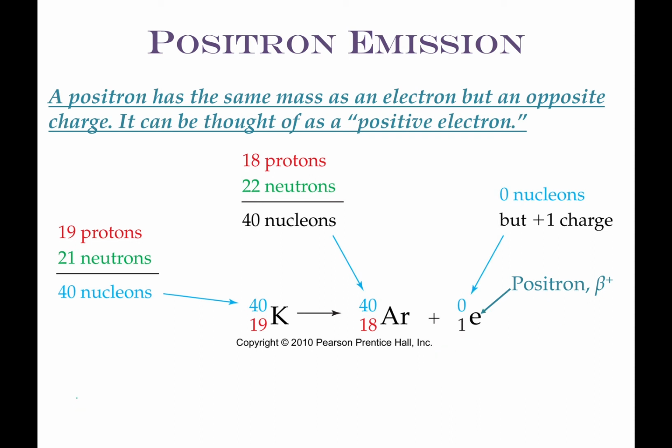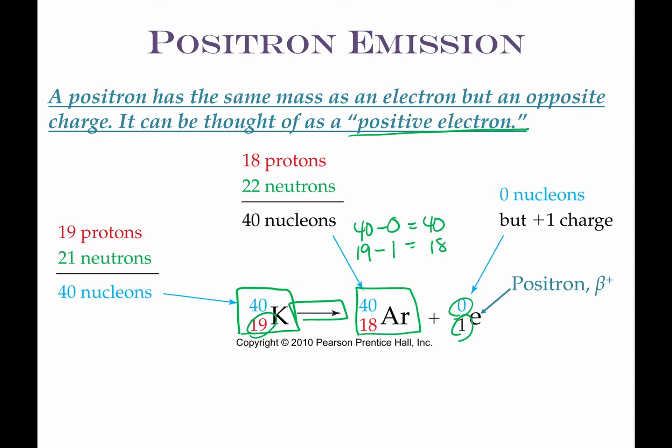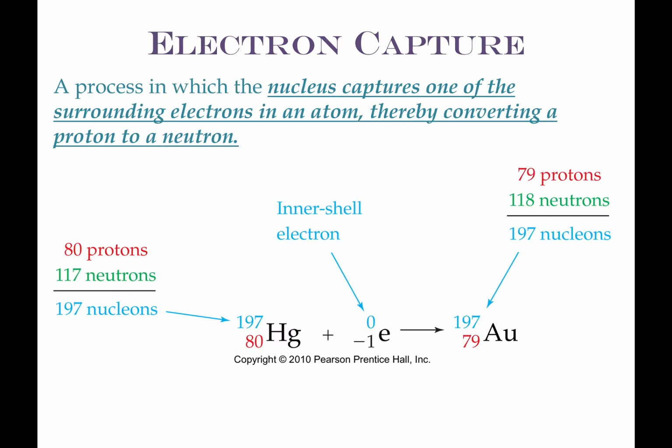So when we do this, we're starting with potassium 40. We know we're going through positron. It's on the other side of the arrow, so 40 minus, again, 0 gives us 40. 19 minus 1 gives us 18. So when we look at our periodic table, number 18 is argon. So the other element we're going to get is argon 40. So that's positron emission.